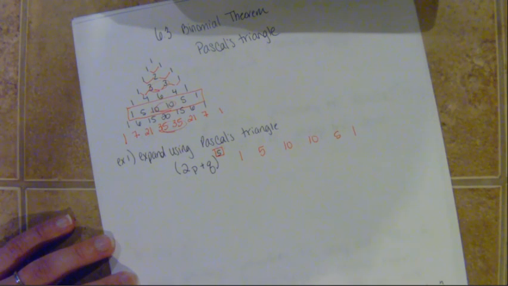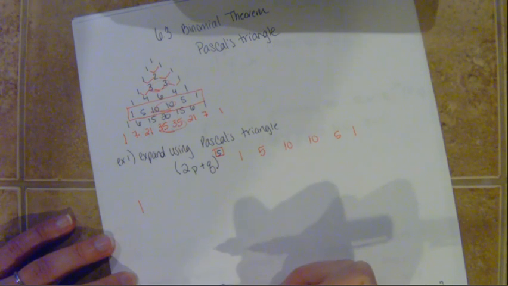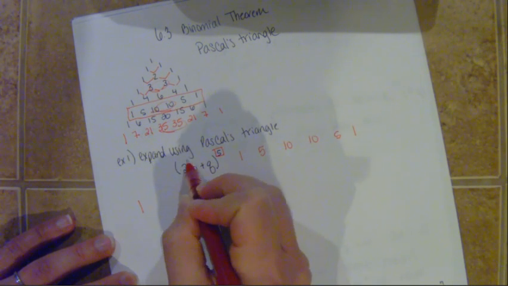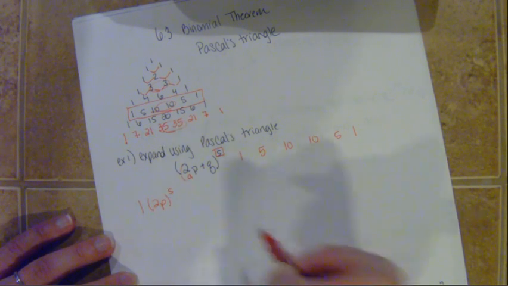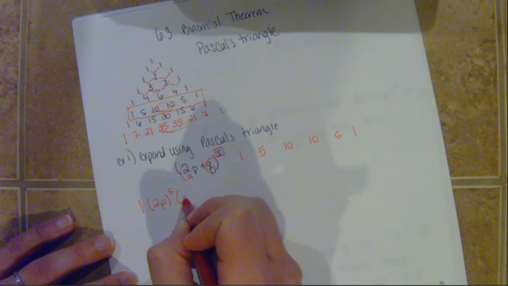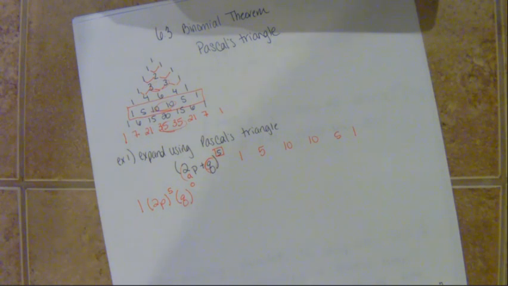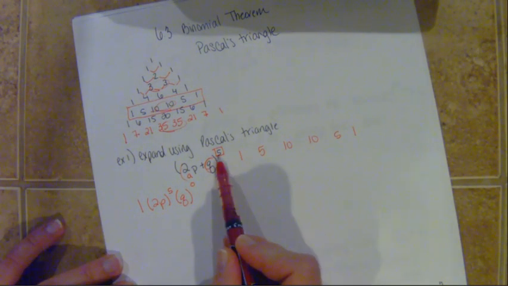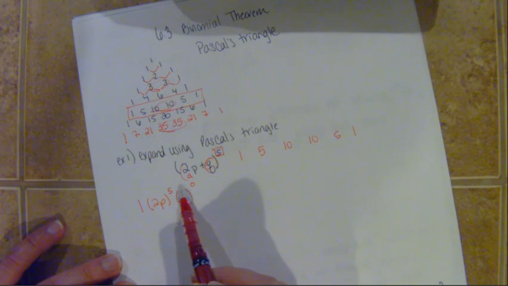The way that we're going to do this is, my first term starts with a 1. And this is my part A right here. So I'm going to take that 2p to the 5th power. And then I'm going to take this q right here, that's my second piece, and put that to the 0 power. Something else we want to realize is because this is a 5, my exponents are going to add up to 5. So if this is a 5, this is a 0.